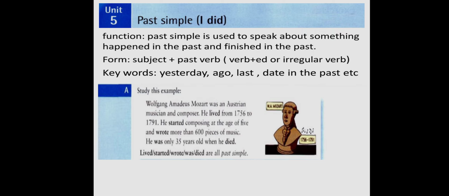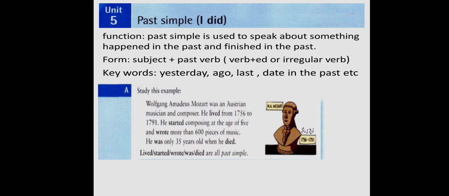We have time words or time expressions that indicate the past simple, or that show that the sentence is in the past simple, such as yesterday. The word ago: 1 hour ago, 2 hours ago, 3 hours ago, 1 week ago, 2 weeks ago, 1 day ago, 2 days ago, 3 days ago, 1 month ago, 2 months ago, 10 years ago, 5 years ago, etc. A period of time plus ago.